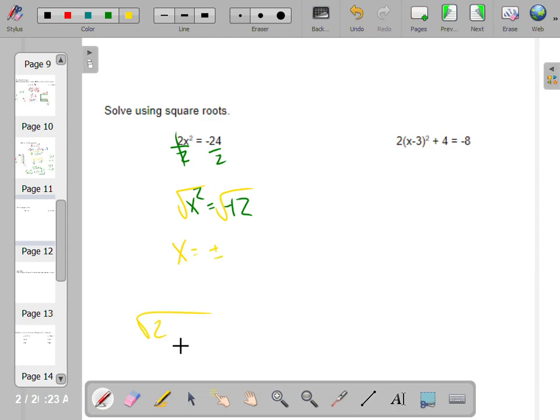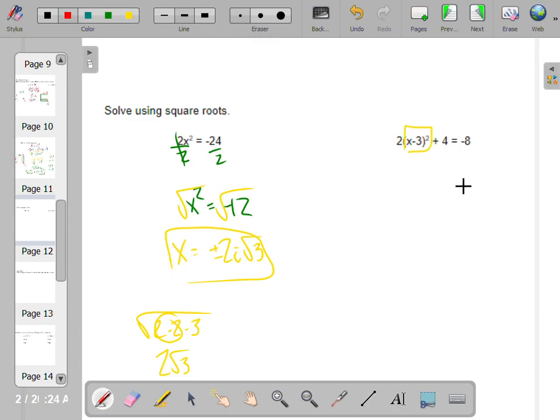So 12 is 4 times 3. The square root of 12 is really 2 radical 3. But since it's negative, it's 2i radical 3. 2i radical 3. Do not square root until you have the squared term by itself.